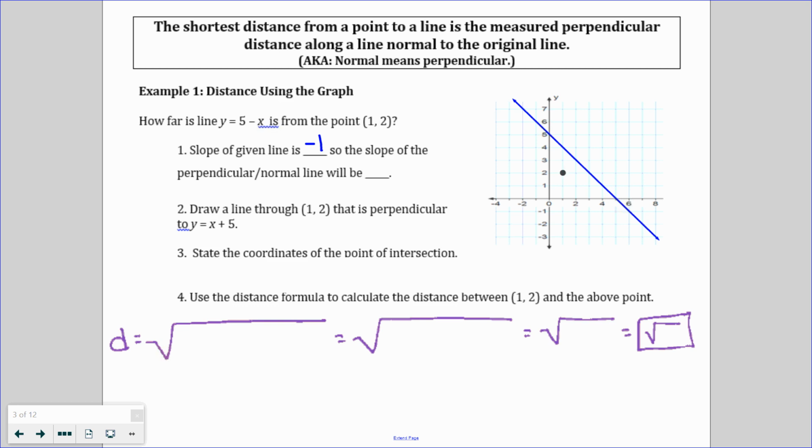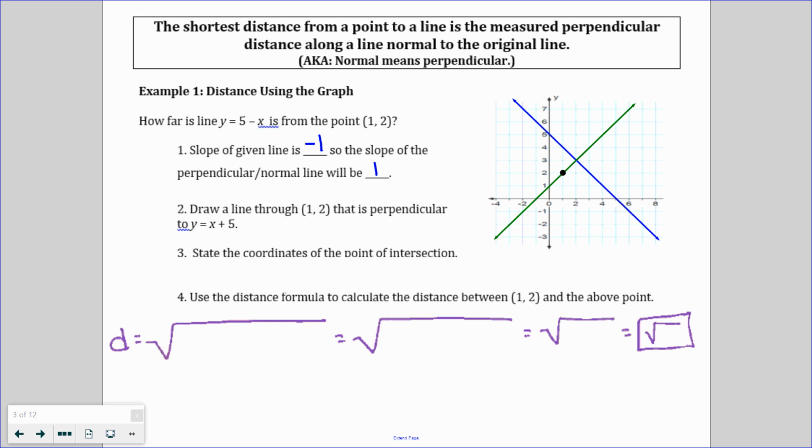The point (1, 2). So we are supposed to measure perpendicular from the point to the line. That means if our slopes are perpendicular, the slope of the normal line, which means the slope of the perpendicular line, will be positive 1. So I need to find a slope of positive 1. Using a slope of positive 1, I need to find where the line perpendicular to our given line that passes through the given point intersects the original line.